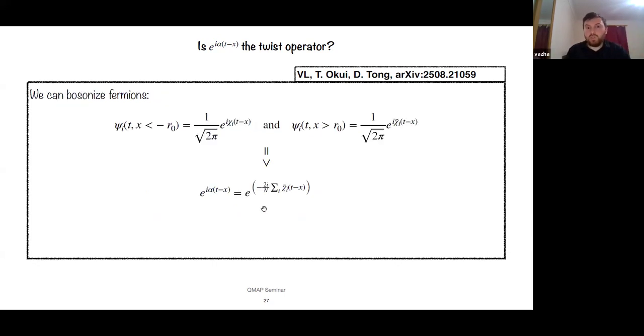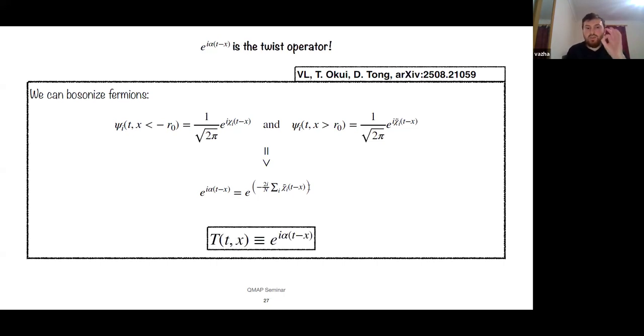What we can do is bosonize this system. You have an incoming direction, for which you introduce one boson, and an outgoing direction, with another boson. Then you can go ahead and solve the equation of motion for alpha, and you will get an expression for alpha in terms of these bosonic fields. That is exactly the expression previously found with CFT techniques for T. So we can now conclude that T is exactly exponential of i alpha in this picture.